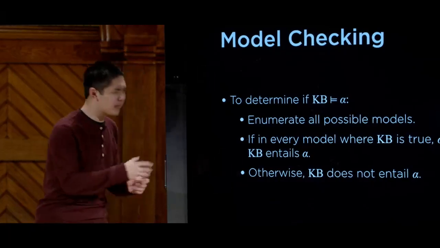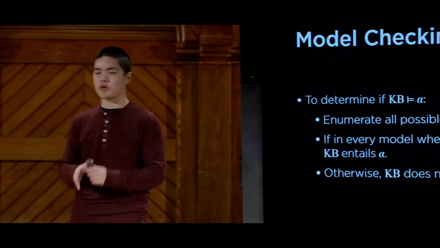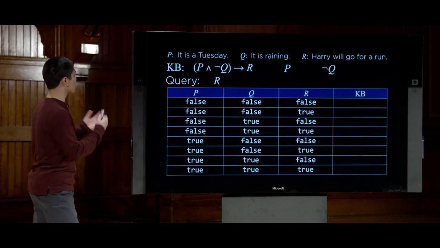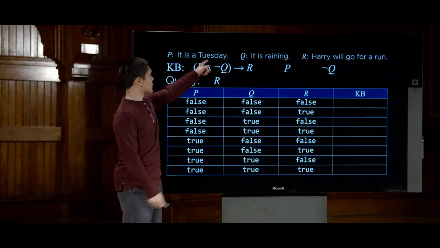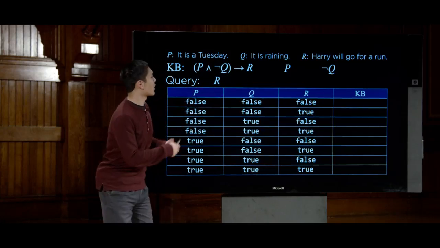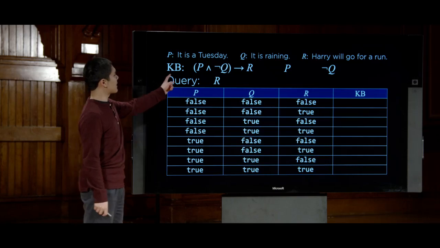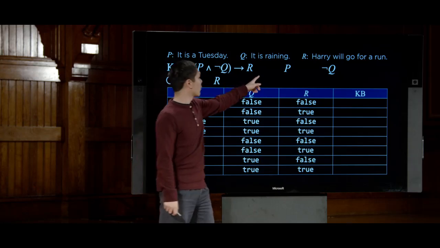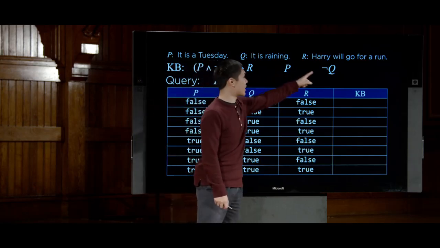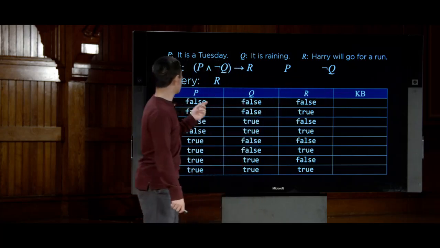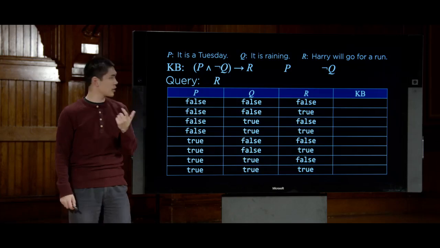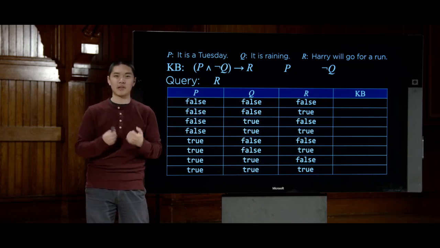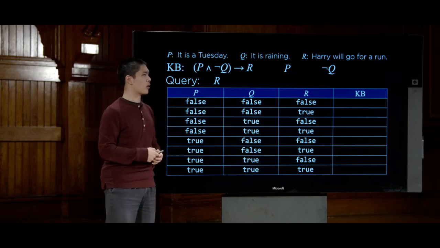All right, so this is a little bit abstract, but let's take a look at an example to try and put real propositional symbols to this idea. So again, we'll work with the same example. P is it is a Tuesday. Q is it is raining. R is Harry will go for a run. Our knowledge base contains these pieces of information. P and not Q implies R. We also know P, it is a Tuesday, and not Q, it is not raining. And our query, our alpha in this case, the thing we want to ask is R. We want to know, is it guaranteed, is it entailed that Harry will go for a run?